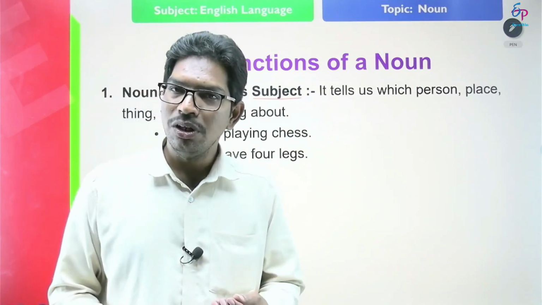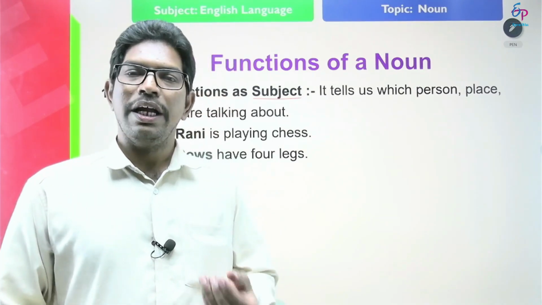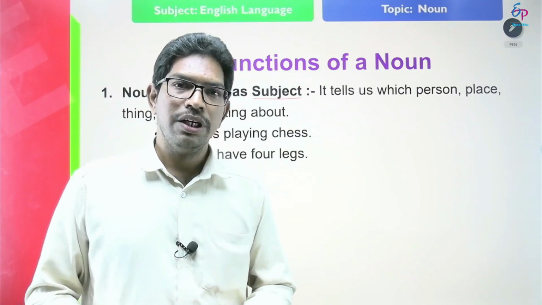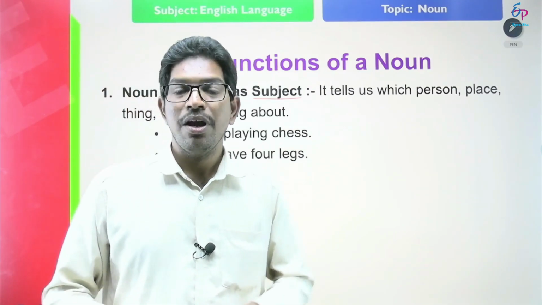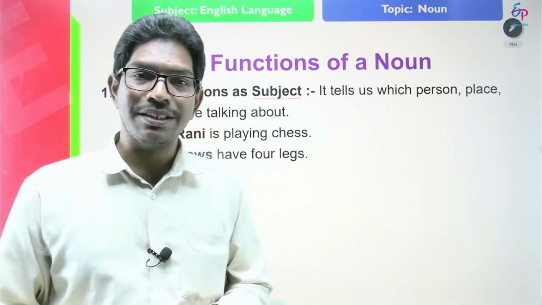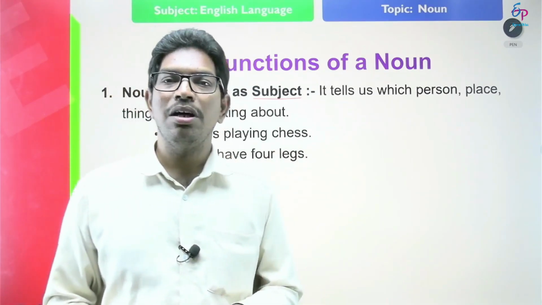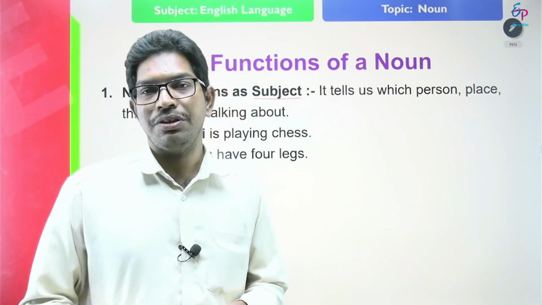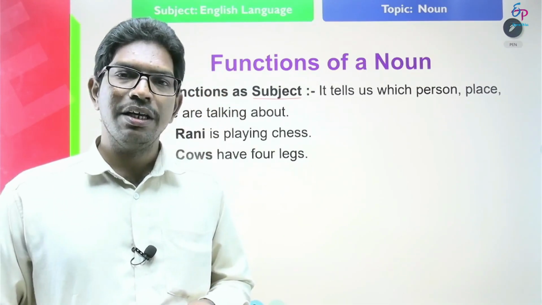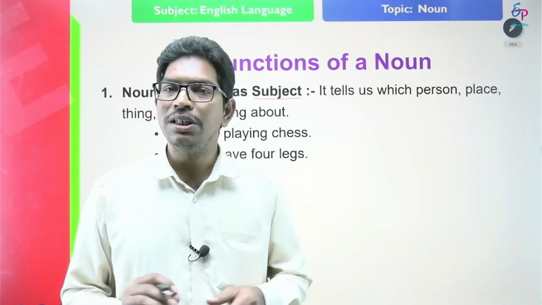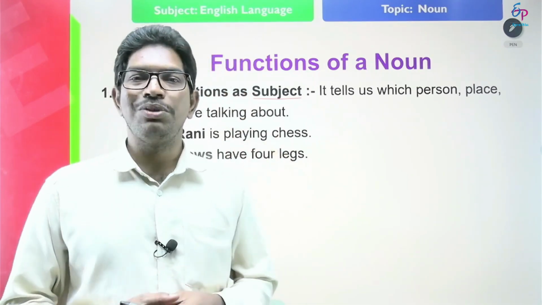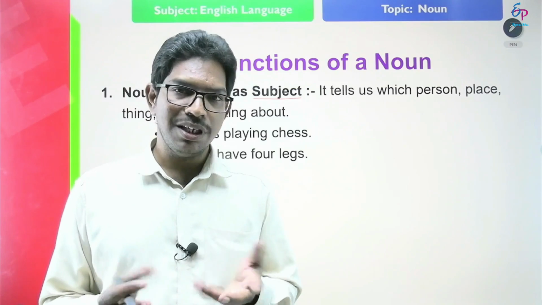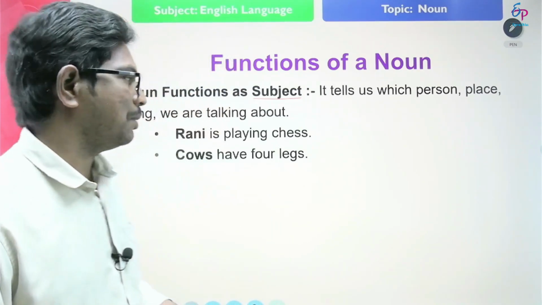If I say, a dog eats bones, in this sentence, I am talking about the dog. Dog is my subject. Hyderabad is a beautiful place. Here I am talking about Hyderabad. Hyderabad is the subject in a sentence. Rahul lives in Delhi. Here I am talking about Rahul. Rahul is the subject in a sentence. So noun functions as subject. Without a subject, there is no sentence at all. Look at some examples.